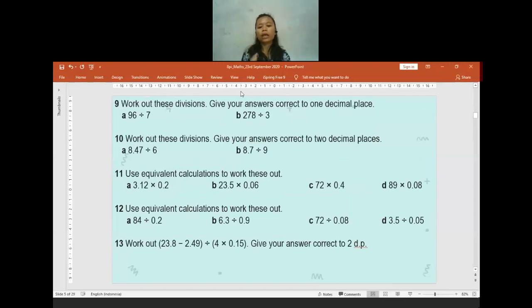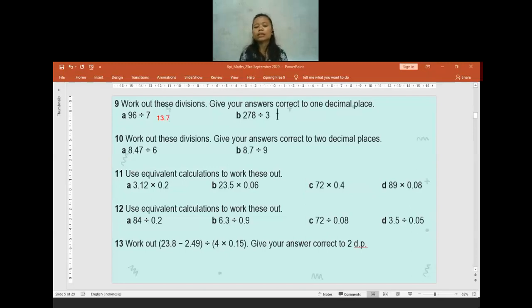For question 9, we have a division here. For the final answer, we have to make it correct to one decimal place. So it means we have to calculate until we get two decimal places. From the two decimal places, later on we round off into one decimal place. So yes, correct. For 9A, the answer will be 13.7. Thank you for those who already answered me through the chat box.